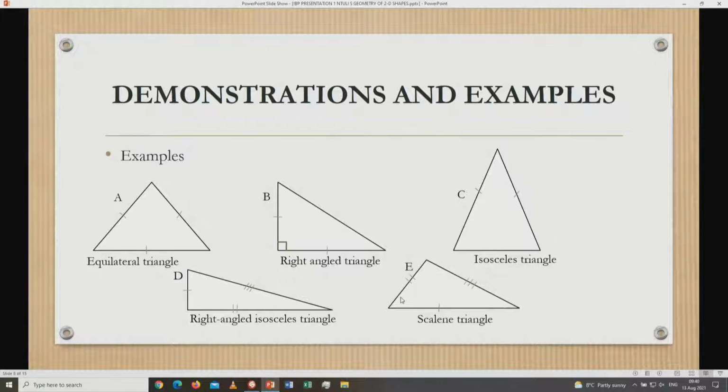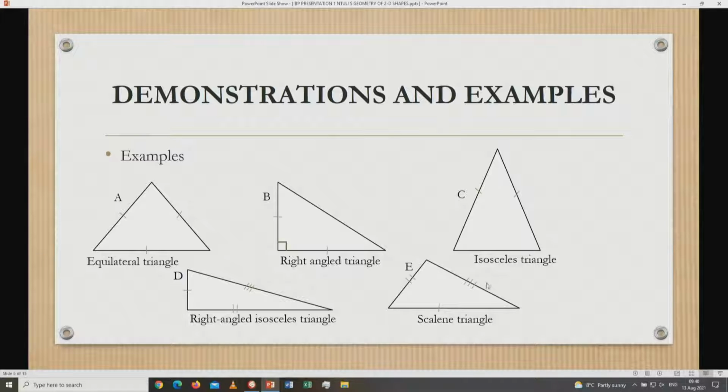And then number E, let us observe the markings. There are 2 here, there are 3 here, there is 1 here. Meaning, the markings are not equal on each side.